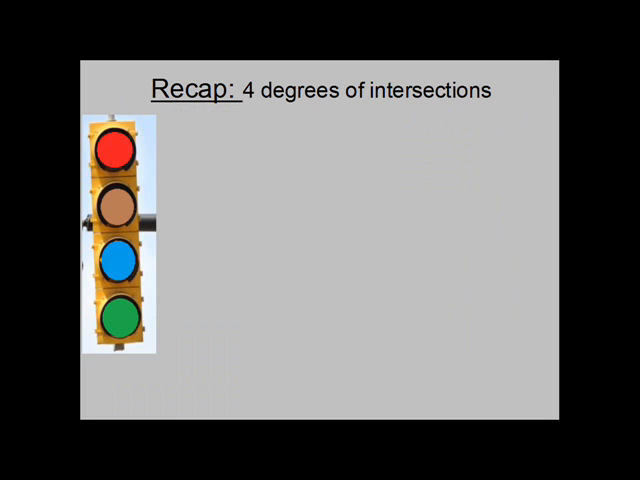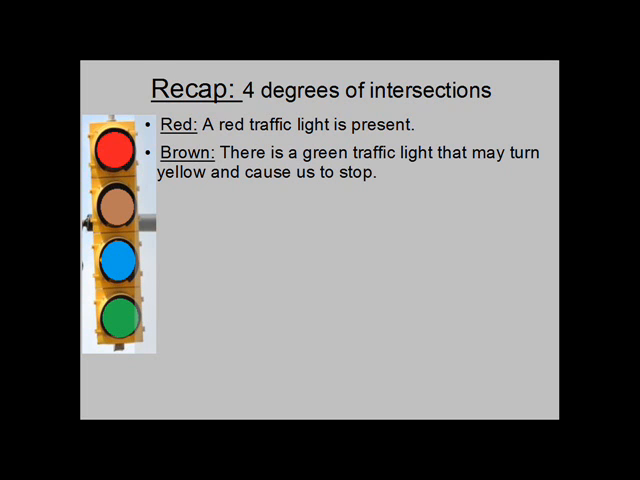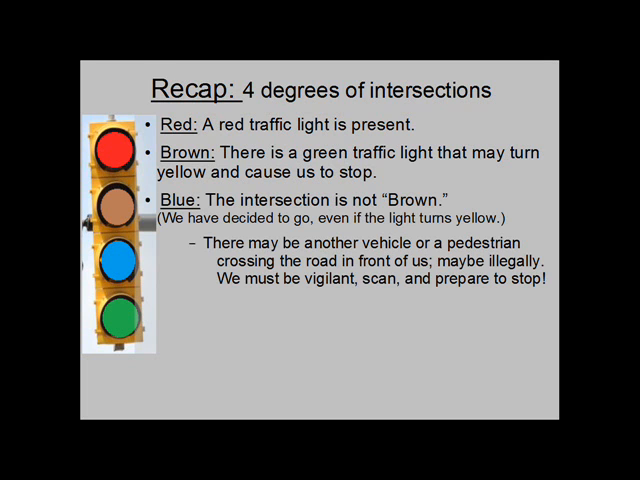So let's do a quick recap of the 4 degrees of intersections. We have a red light where a red traffic light is present, a brown light where there is a green traffic light that may turn yellow and cause us to stop. We have a blue light where the intersection is not brown. We have decided to go even if the light turns yellow. There may be another vehicle or pedestrian crossing the road in front of us, maybe illegally. We must be vigilant, scan, and prepare to stop.